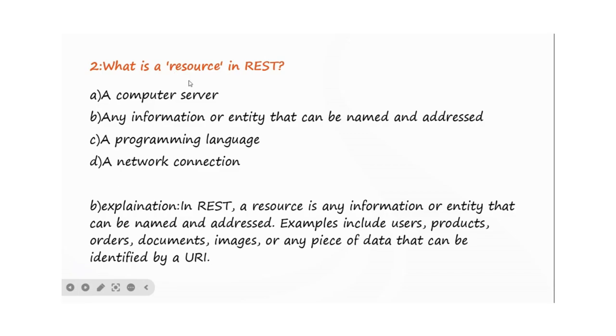What is a resource in REST? Option B, any information or entity that can be named and addressed. Explanation: in REST, a resource is any information or entity that can be named and addressed. Examples include users, products, orders, documents, images, or any piece of data that can be identified by URI.